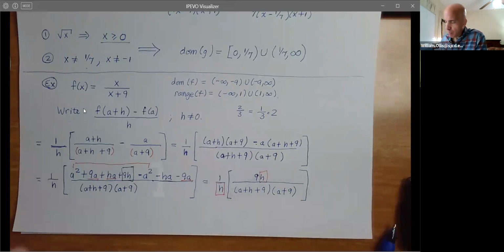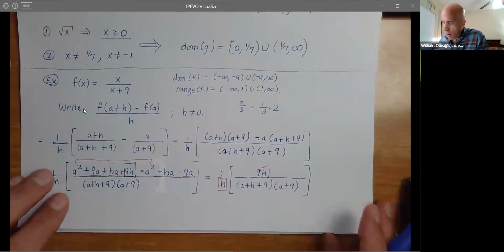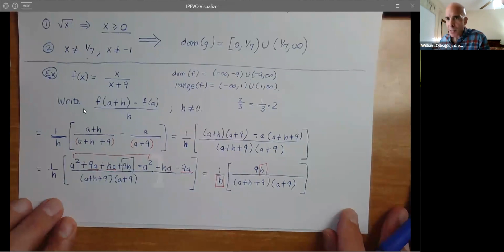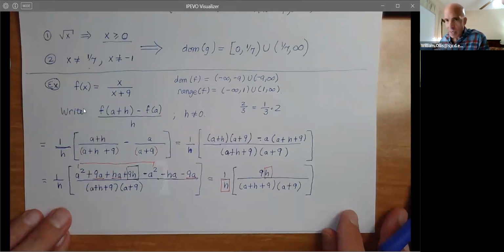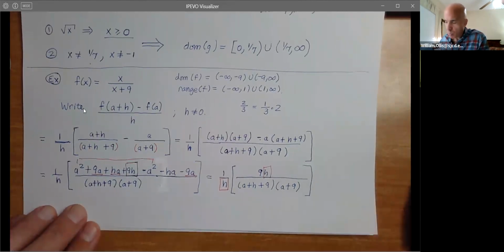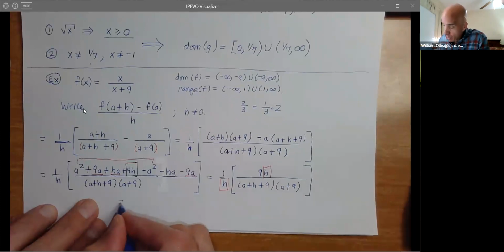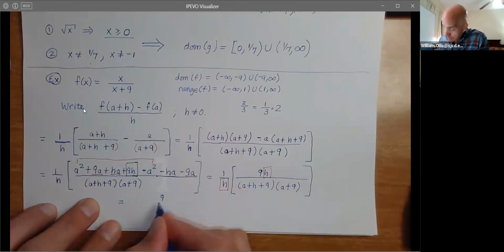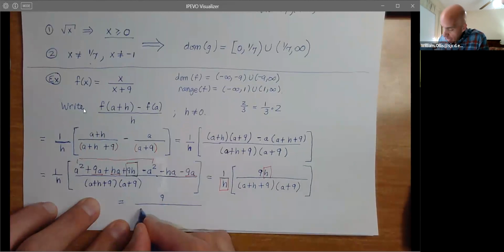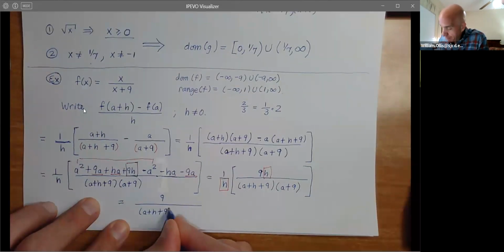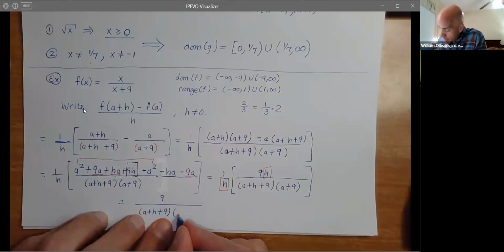You know, I don't tolerate the slash lines, never use that. You can underline things or whatever, that's fine, but do not use slash lines. That is poor notation, and I don't want you to keep doing that. So now we're just left with a 9, and we have an A plus H plus 9, and we have an A plus 9.